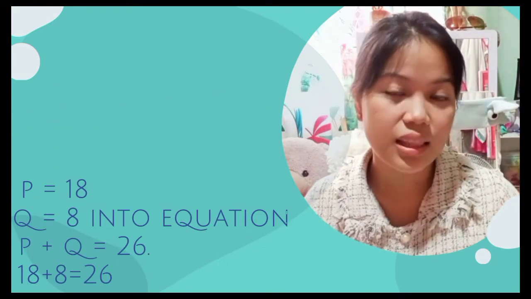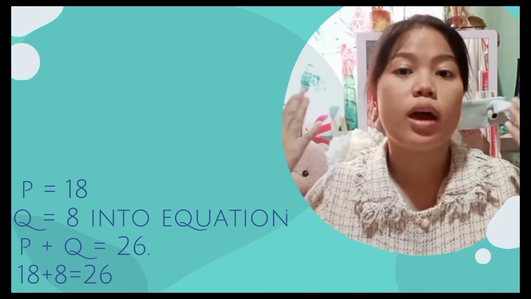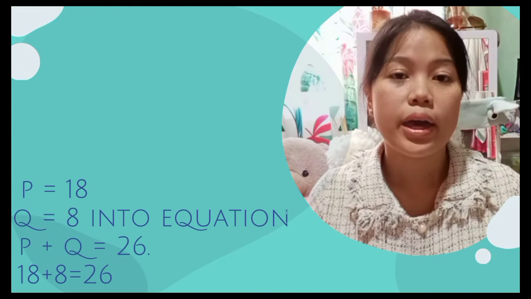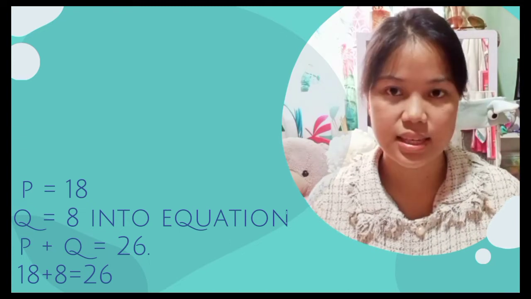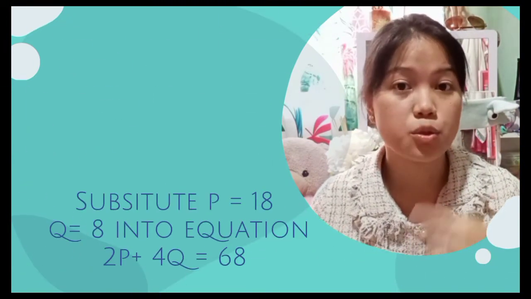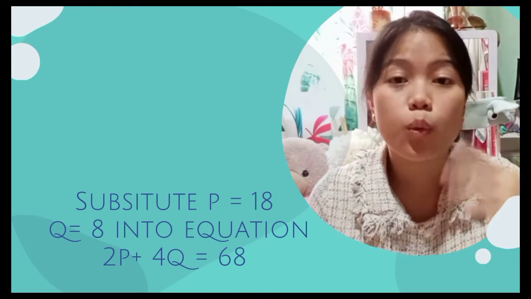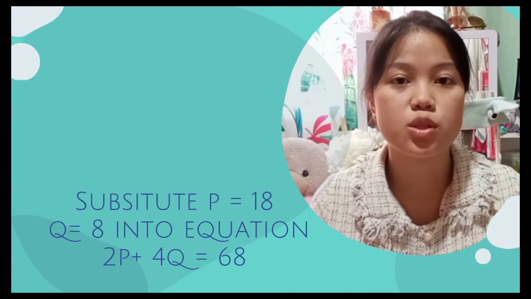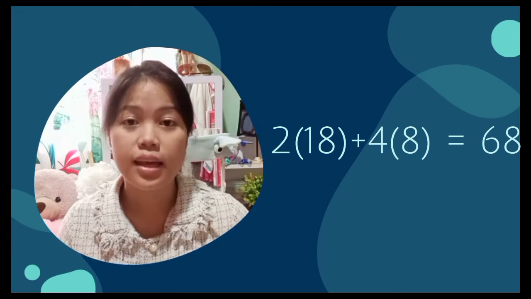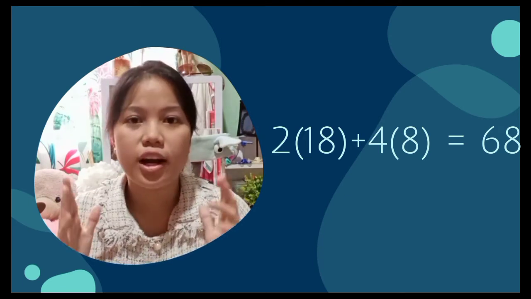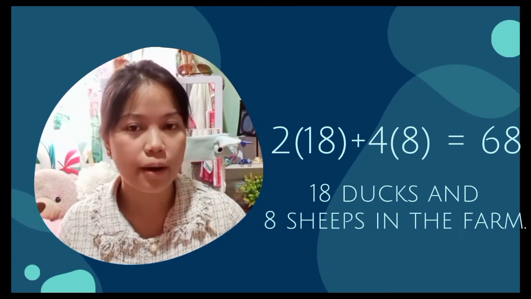Let's substitute P equals 18, Q equals 8 into the equation P plus Q equals 26. So 18 plus 8 equals 26. Again, substitute the values for the number of legs, P equals 18, Q equals 8, into the equation 2P plus 4Q equals 68. So 2 times 18 plus 4 times 8 equals 68. Thus, there are 18 ducks and 8 sheep on the farm.